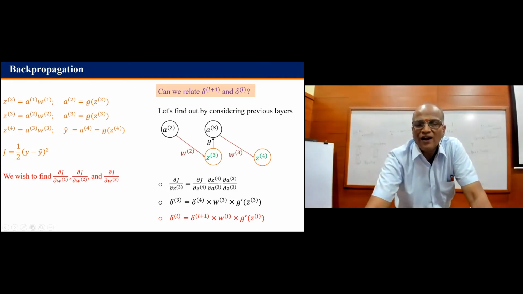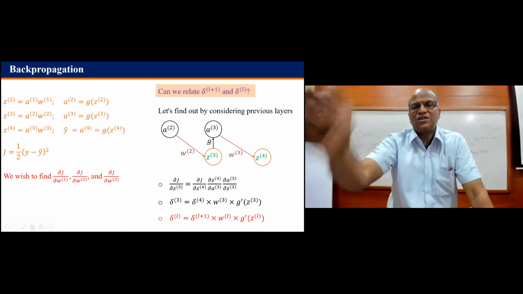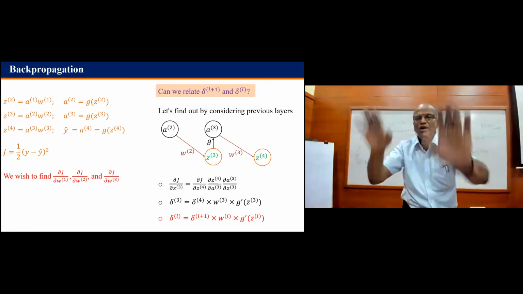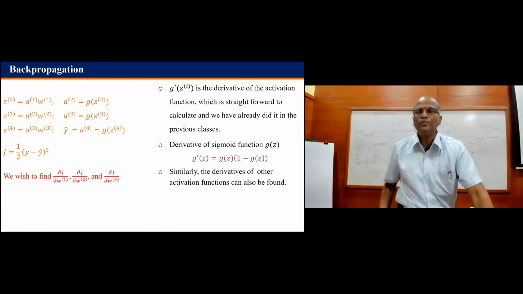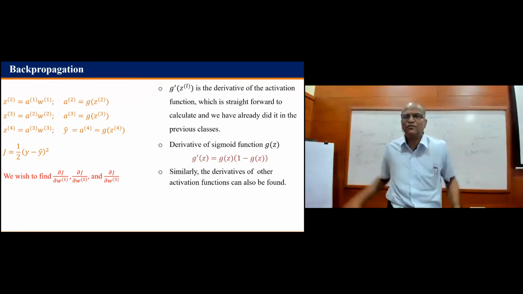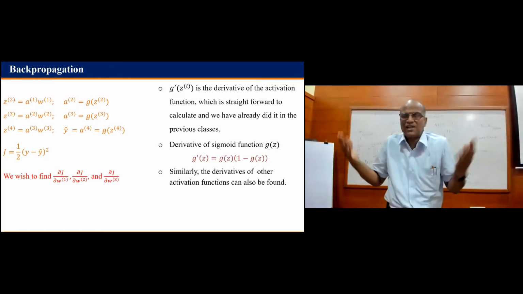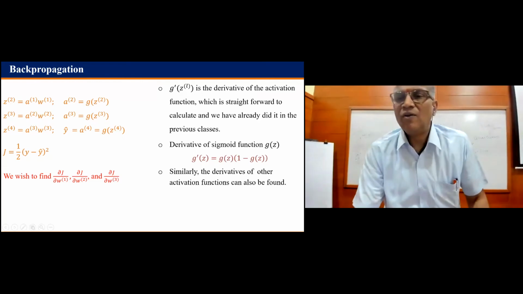Therefore, del of L is nothing but del of L plus 1 into W of L into G dash of Z of L, if sigmoid is your activation function. G dash of Z of L is nothing but the derivative of the activation function, which is straightforward to calculate. We've already done it in our previous classes when we did logistic regression.